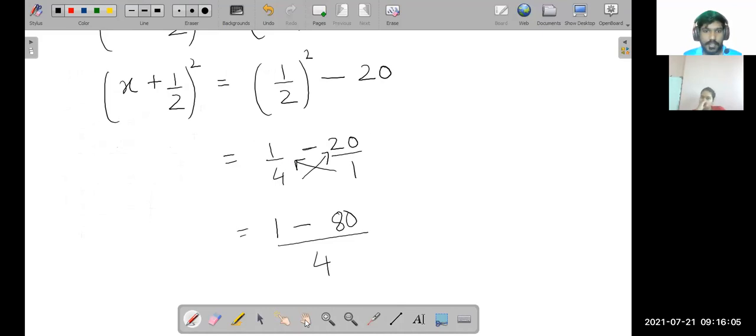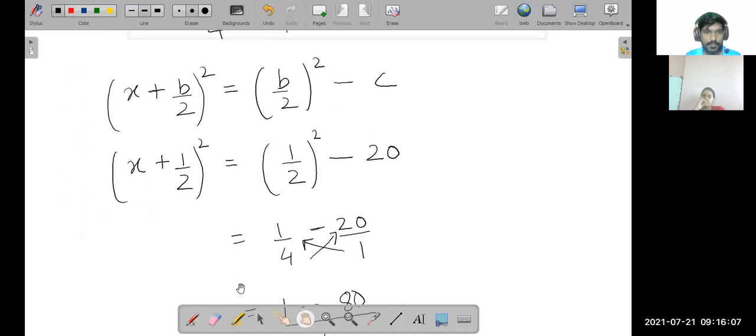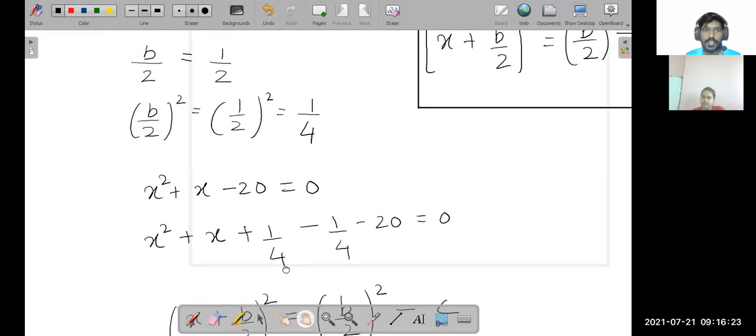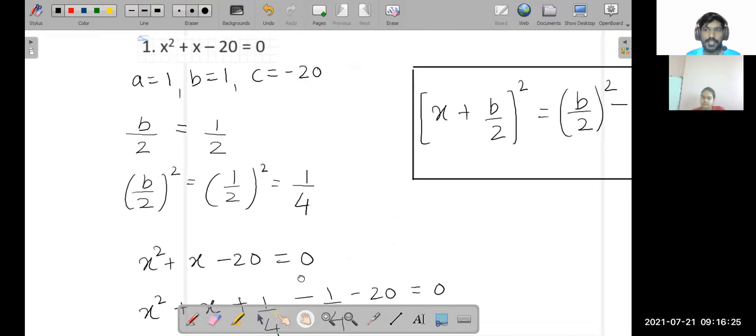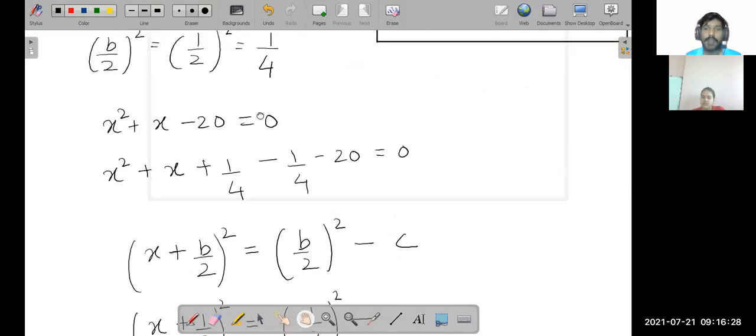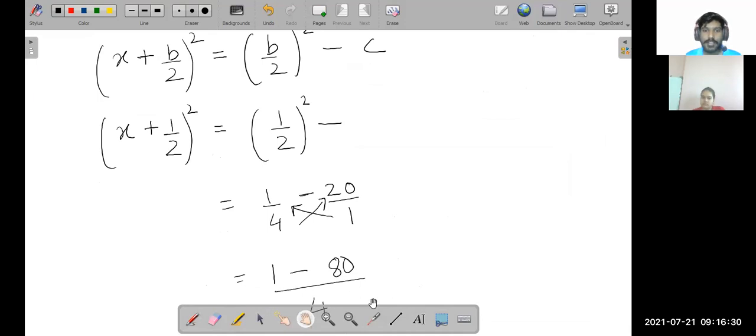I did one mistake. The formula has minus C, right? And what is the value of C? Can you see the equation and tell me what is the value of C? Minus 20. So this minus sign is already there and the value of C is minus 20. Got it? You get the mistake? Okay.